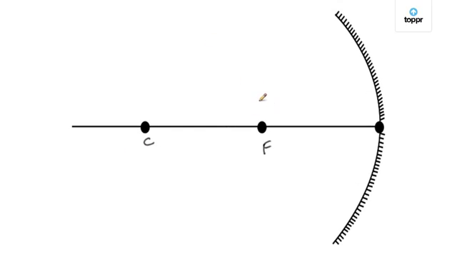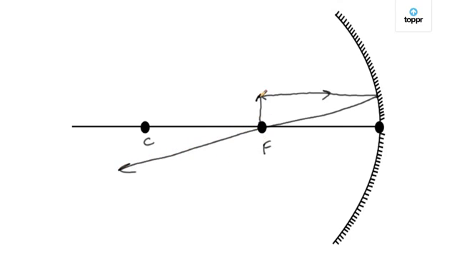Now, let us place our object at the focus and draw the ray diagram. Draw the first ray parallel to the principal axis, which after reflection from the concave mirror is going to pass through the focus. Draw the second ray directed towards the pole of the mirror, which after reflection is going to become almost parallel to the first ray. Therefore, our image is going to form at infinity. Our image is going to be highly enlarged, real and inverted.